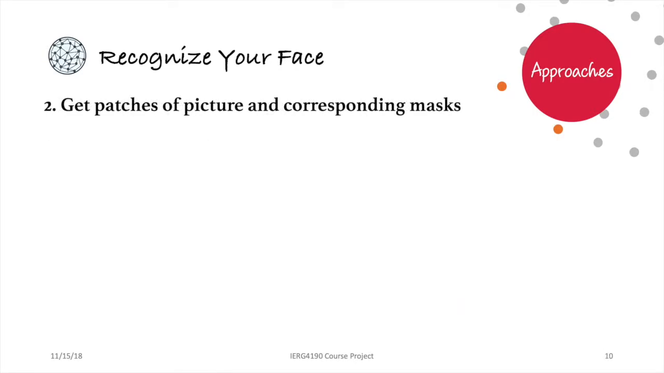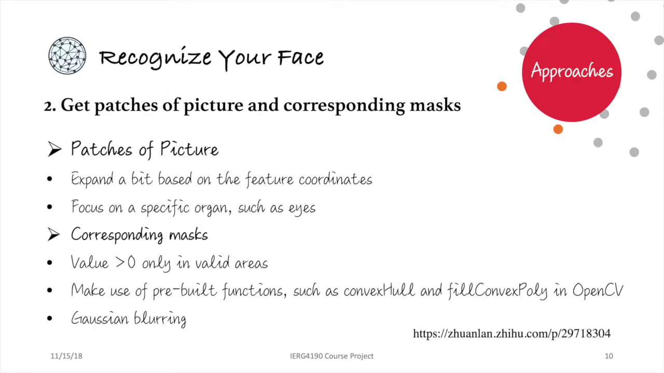The second step is to get patches of the picture and their corresponding masks. For patches of the picture, we should expand a bit based on the feature coordinates we get in the previous steps. And for each patch, we only focus on a specific organ. For the corresponding mask, its value will only be greater than 0 in valid areas. We may make use of preview functions in some open source libraries. Gaussian blurring is also applied here.